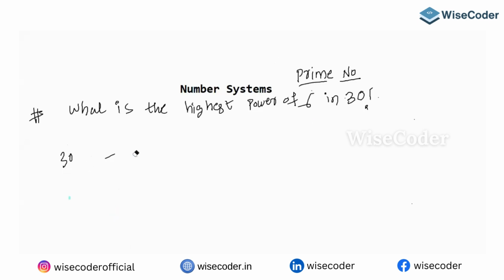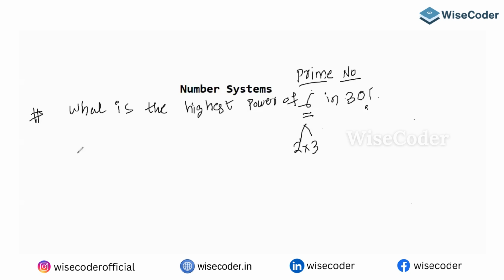Is 6 a prime number? No. 6 is a composite number. Whenever a composite is there, convert that into primes. How are you going to write 6? 2 into 3. So calculate the highest power of 2 and the highest power of 3.